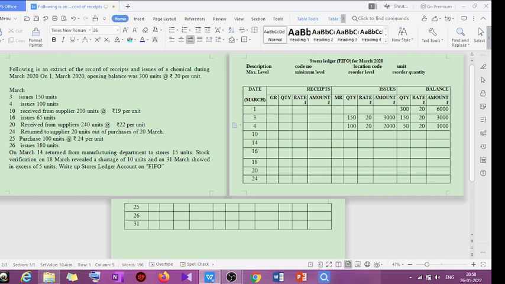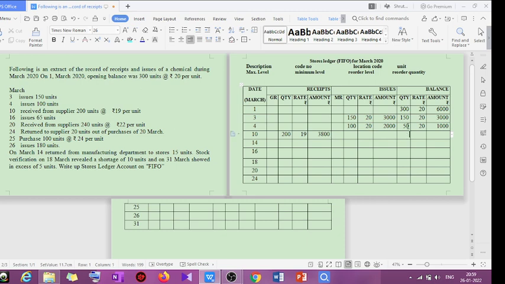Next, let us see on 10th, received from supplier 200 units at rupees 19 per unit, right? So whenever there is a receipt, you have received some material from the supplier, we have to write it under the receipt column. So mention the date. What is the quantity? Quantity is 200, rate is 19. So 200 into 19 will be how much? 3800. Now the question is how to write the balance.